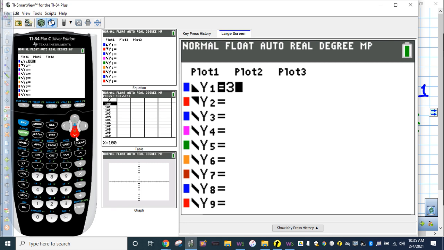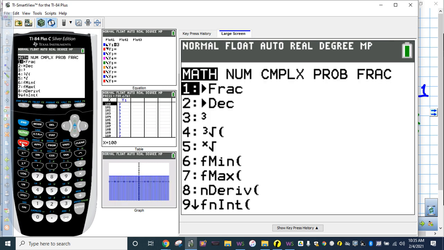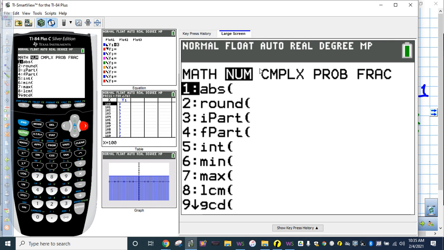Now, to put in absolute value, hit math, which is right below alpha. You can tell on my calculator online because the button's red. You hit the right arrow over to num. So you see num up top right here, and then absolute value is the first one. So you just hit enter.